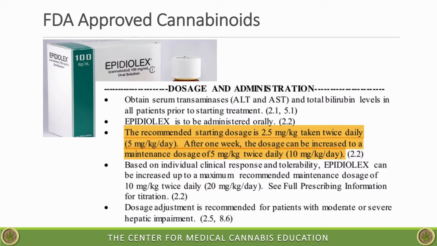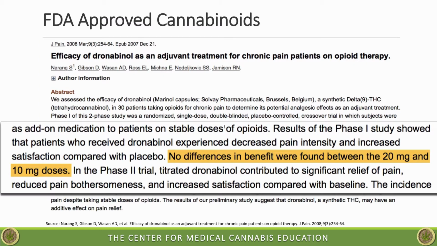If we wanted to know what dose to start with using Epidiolex, we could look at the drug monograph where it would tell us that 2.5 milligrams per kilogram of Epidiolex, which is 99% CBD, should be taken twice daily. And you can even find some guidance on using some of these drugs off-label by looking at clinical trials. Here's a study that found that dronabinol had an additive pain-relieving effect among patients taking opioids for chronic pain. Dronabinol is not approved to treat chronic pain.